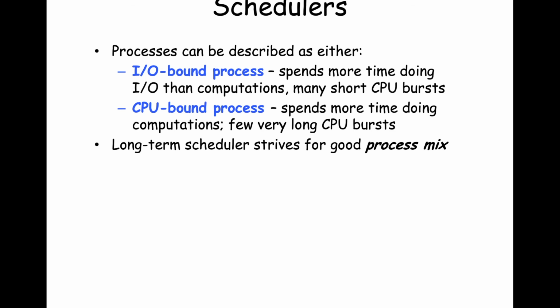And so the long-term scheduler strives for a good mix between I/O-bound and CPU-bound processes. If you have more CPU-bound, you're making more use of the CPU, while I/O-bound processes don't use the CPU very much. If you mix them together, you're keeping your machine usage balanced.